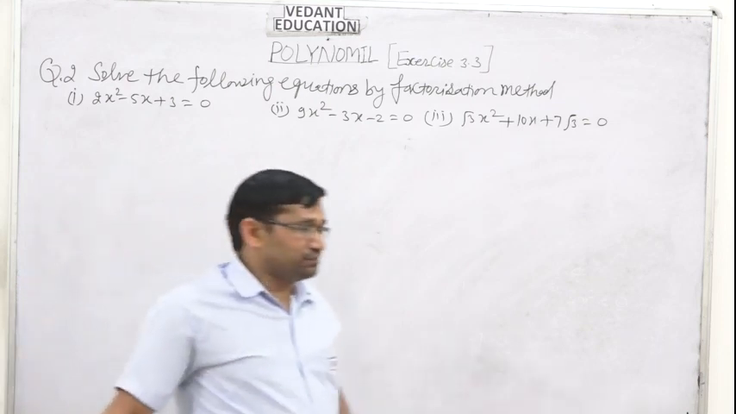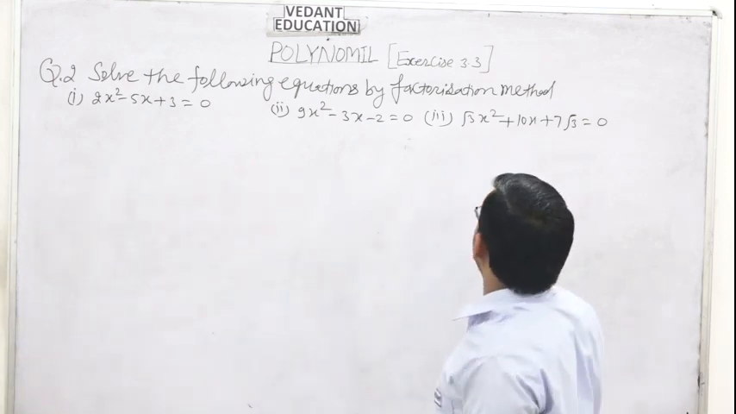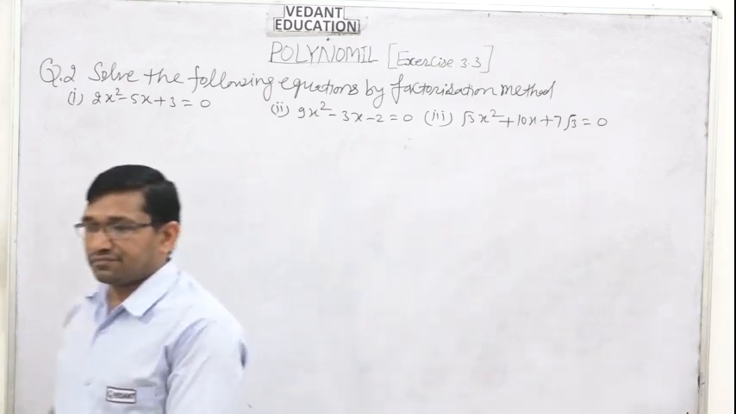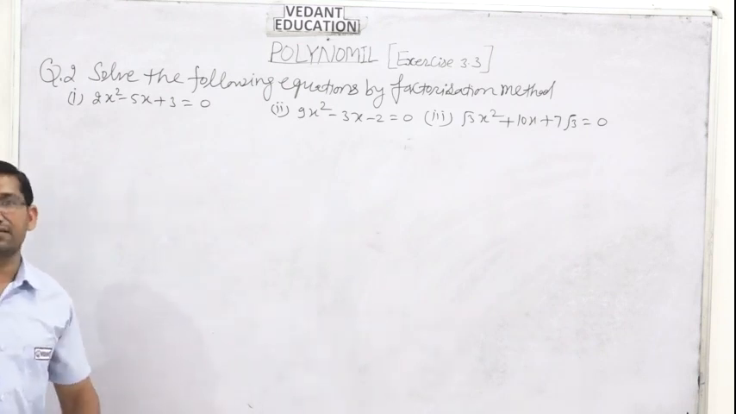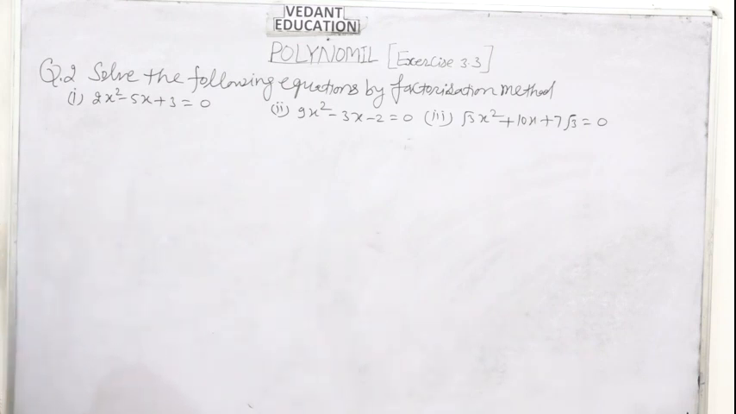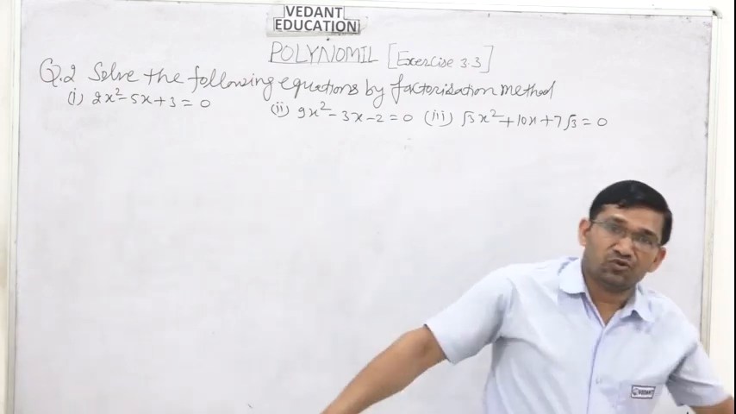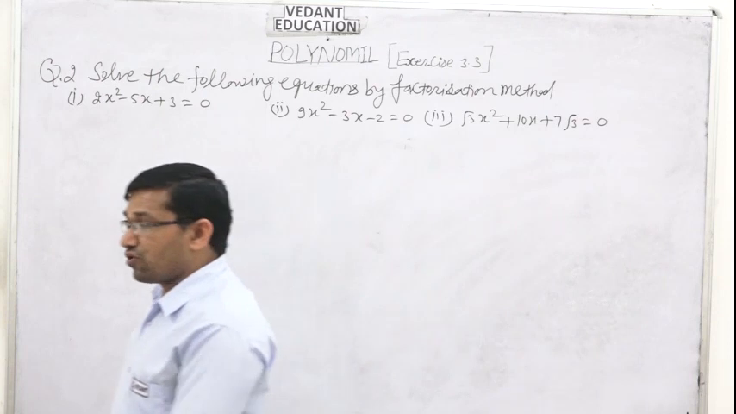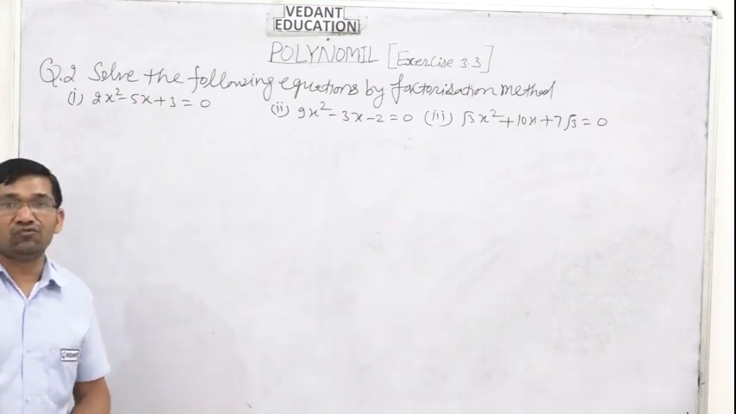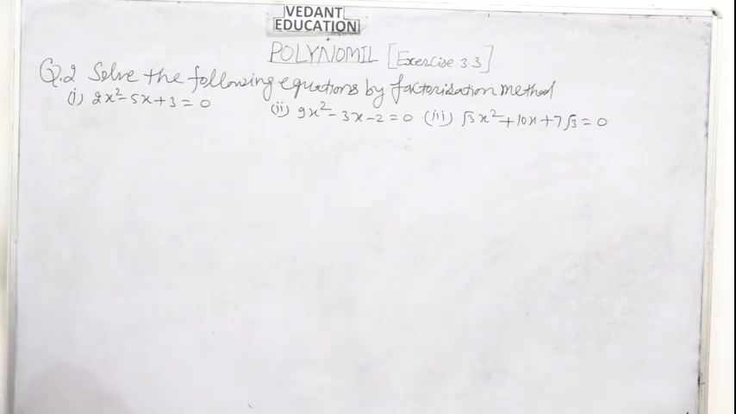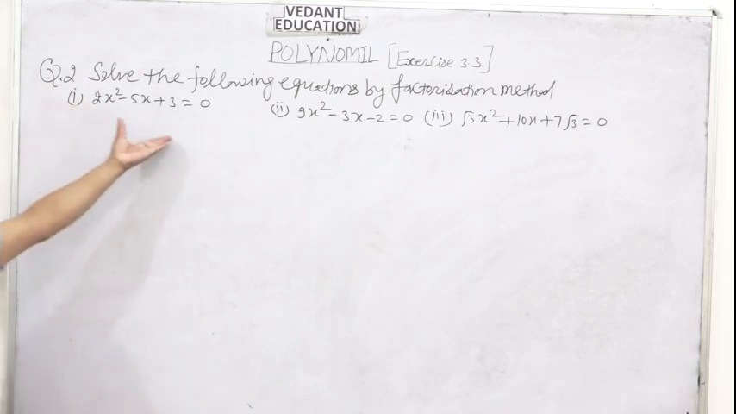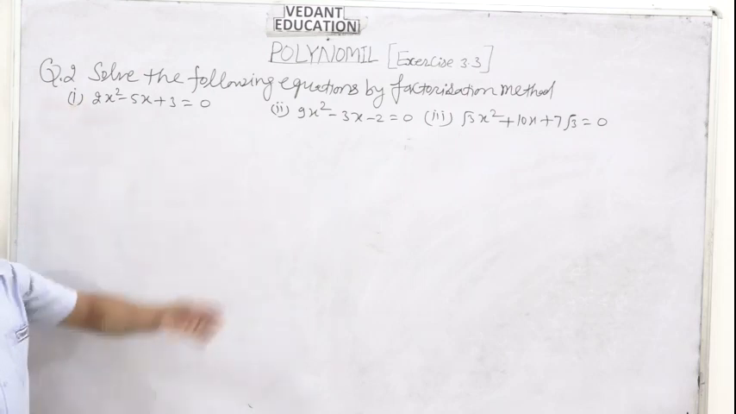Next, question number 2. Solve the following equations by factorization method. क्वेश्चन नंबर फर्स्ट में अपन ने चेक किया था कि कौन सी इक्वेशन क्वाड्रेटिक है और कौन सी नहीं. इसमें अपन ने देखा था सॉल्व करने के बाद में कि जो भी इक्वेशन डिग्री 2 है, वो क्वाड्रेटिक है, अदरवाइज नो. Now question number 2, solve the following equations by factorization method.